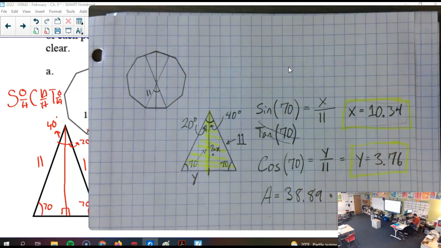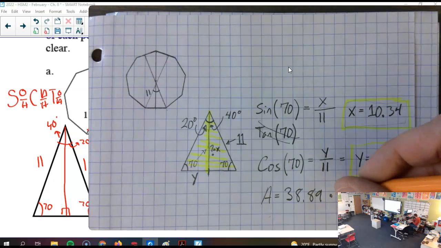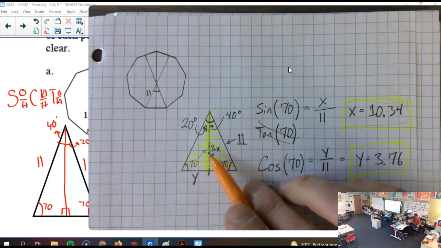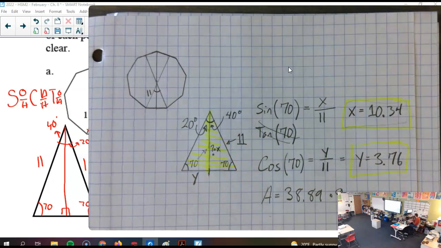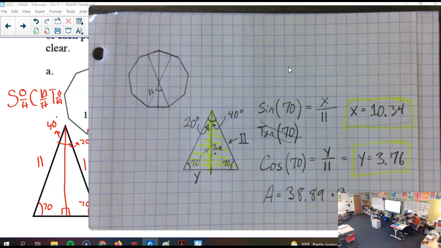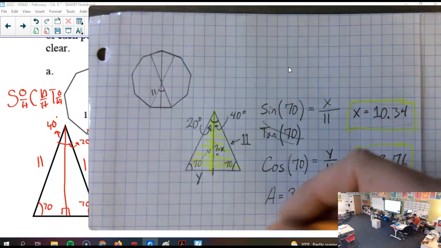What are we going to multiply that by? 9. Oh, yeah, because there are 9 of these identical triangles. So just about 350. I think probably the only reason that we're off is maybe a potential tiny rounding error.